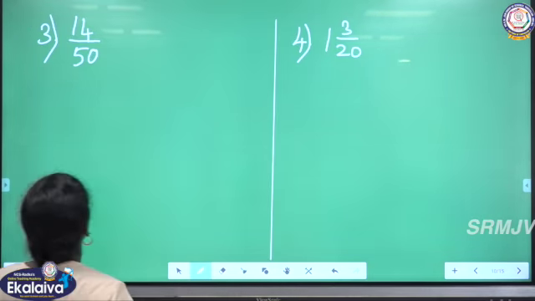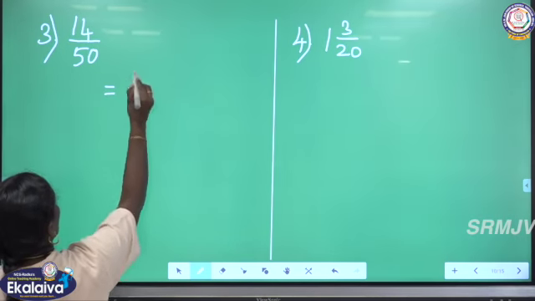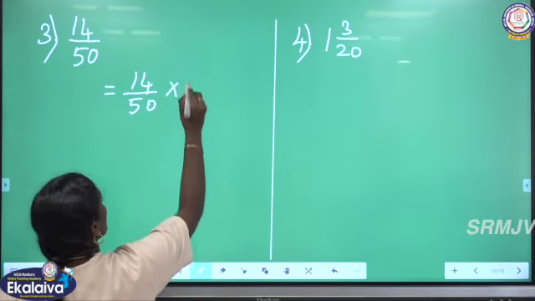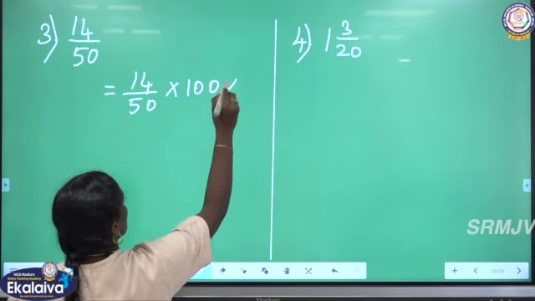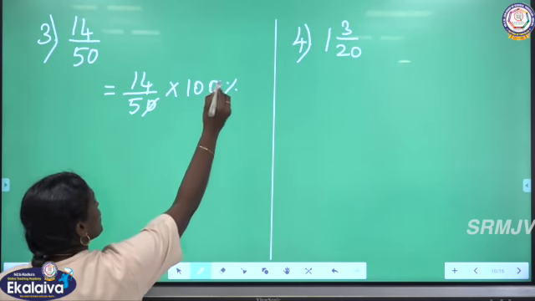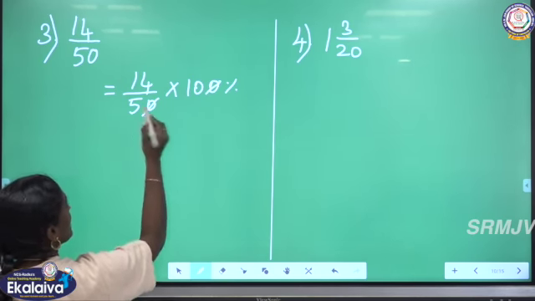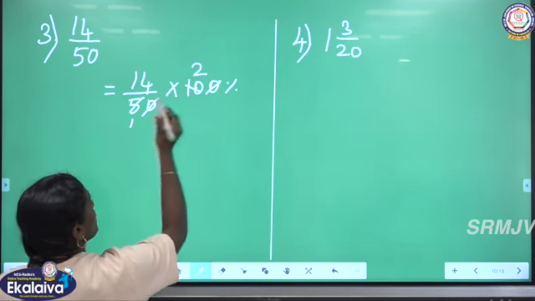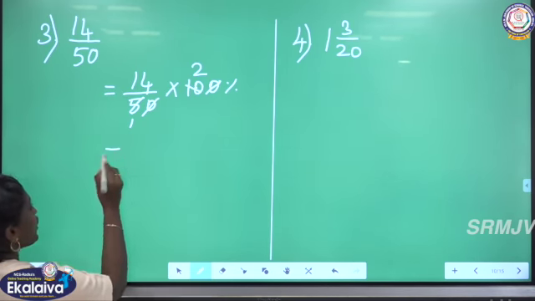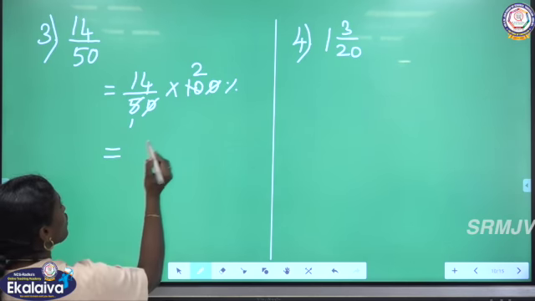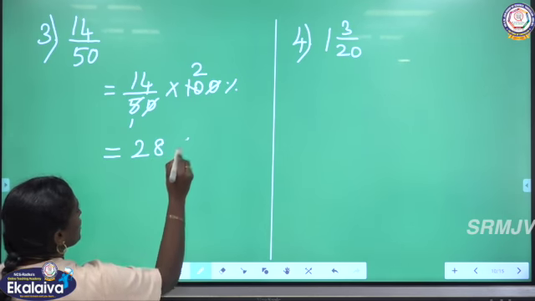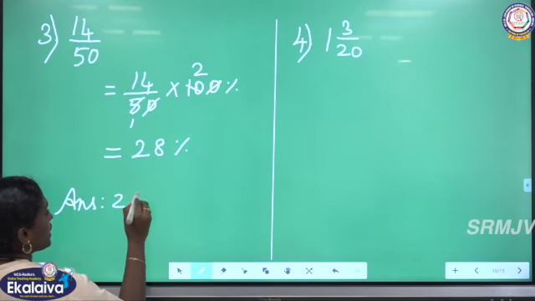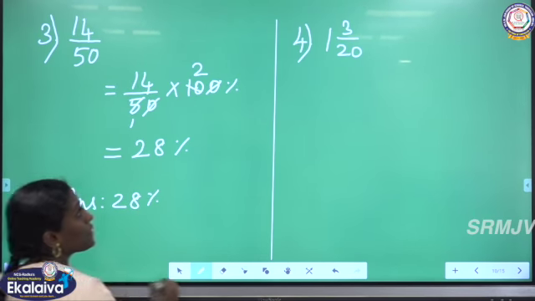The next one, 14 by 50. Here 14 by 50 we have to multiply by 100 percentage. Here we can cut 10 and 10, then 5 and 10 are divisible by 5. One time. Here 2 times. Now we have to multiply the numerators. 14 2s are 28. So that is 28 percentage. Answer is 28 percentage.